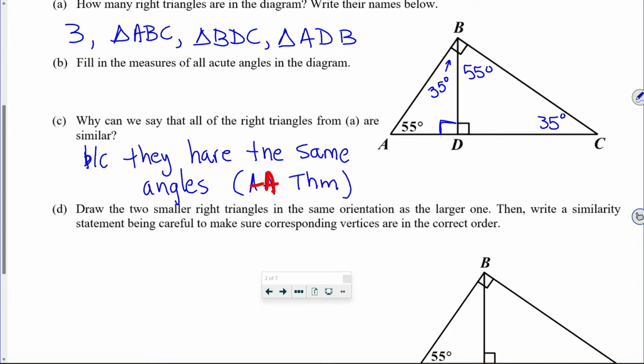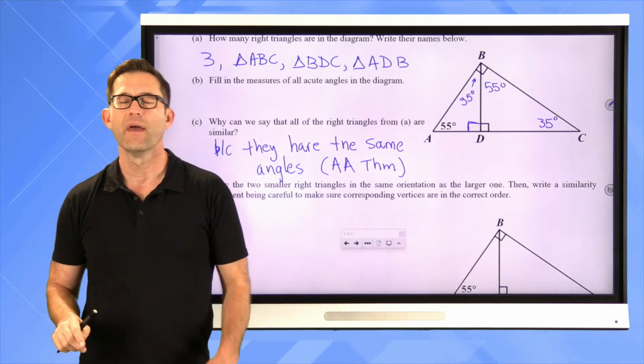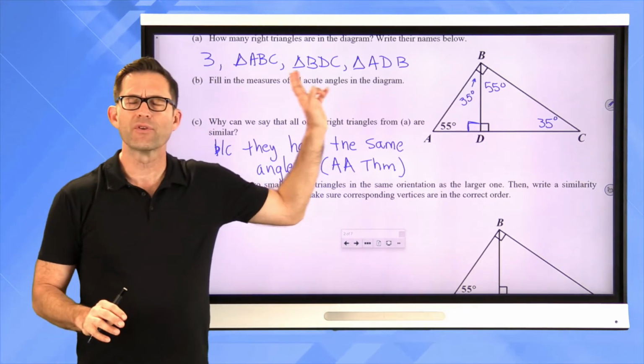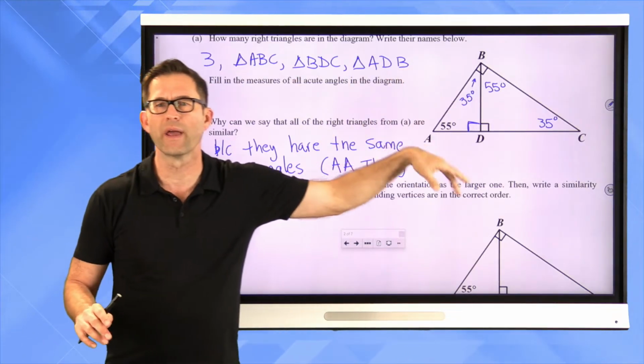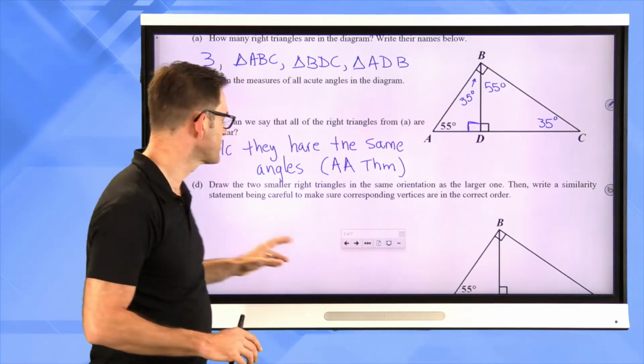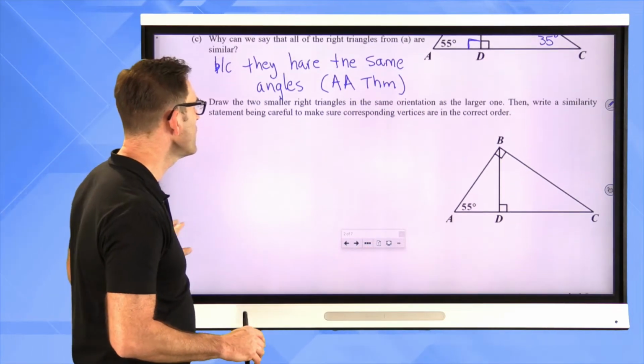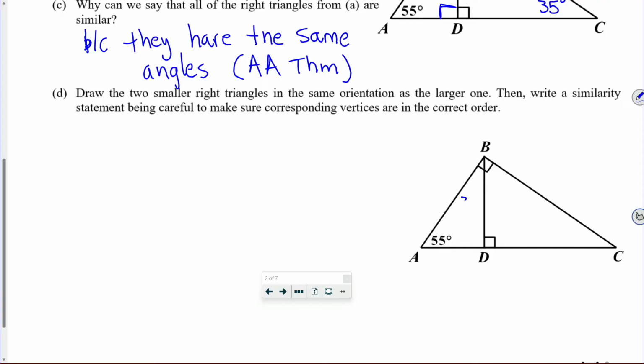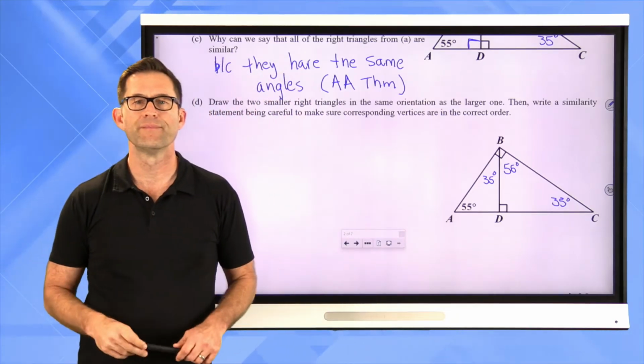And again, they don't just have two angles the same. They have all three angles the same. Now, when I wrote the triangles up here, I was just randomly writing them down. But now we want to see which ones correspond with which by having them all look the same. I'm going to draw that. I'm going to put in those 35 and 55 degree angles again right here. All right. Now let's take a look at letter D.